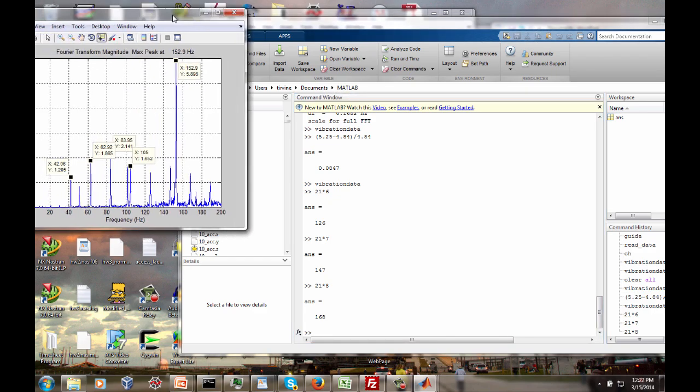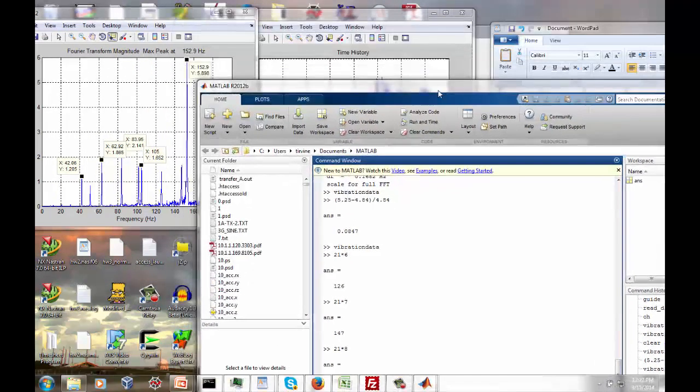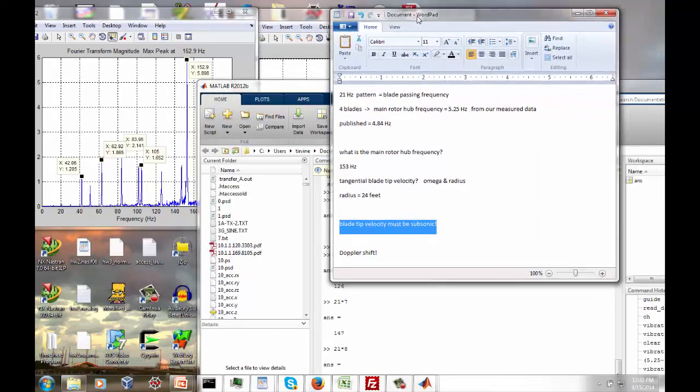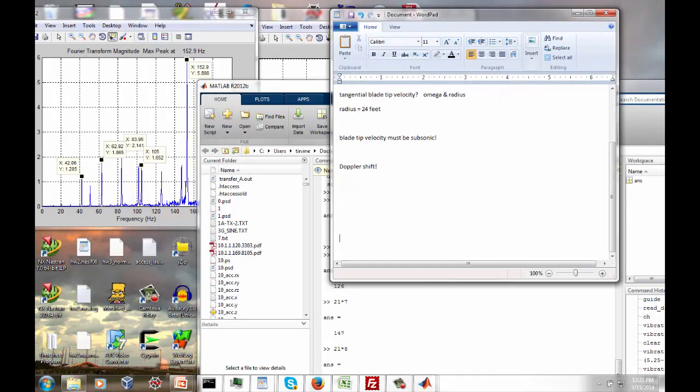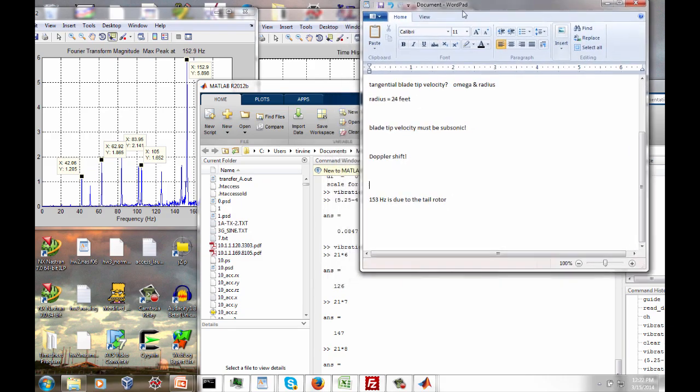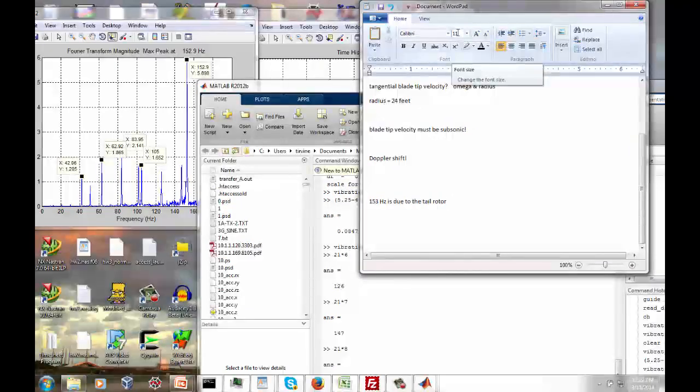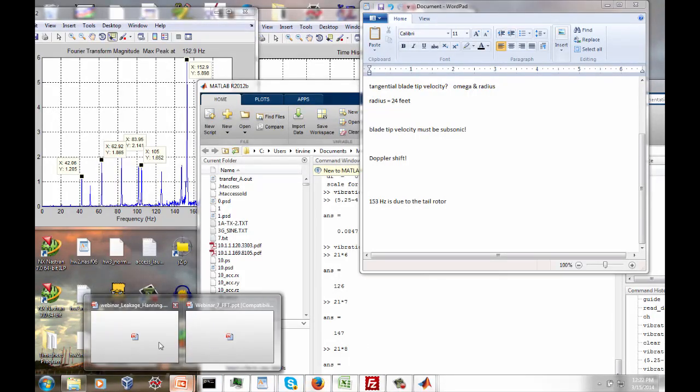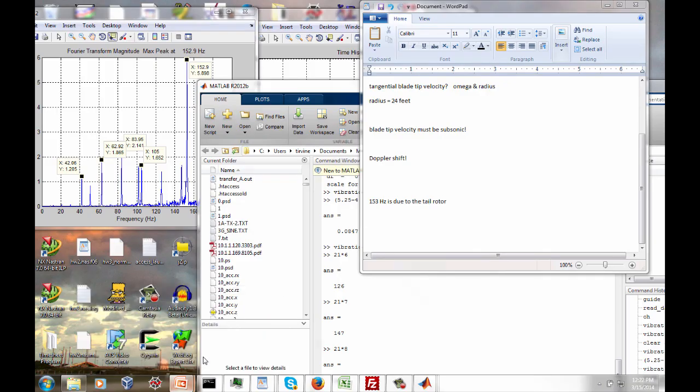Well, by just some deduction and process of elimination, I'll make a hypothesis that 153 hertz is due to the tail rotor. So could that be so? Well, how could we check that assumption? Let's go back to our authoritative Mil Standard and see what that has to offer us.